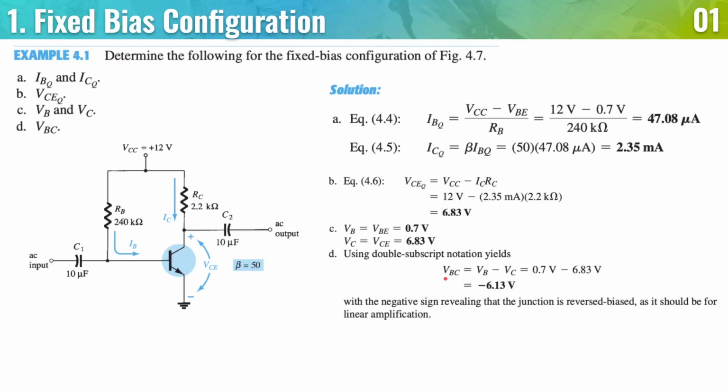Similarly, we also have VBC. VBC starts from B going to the collector. Normally we're used to VCB, right? So VBC is just going in the other direction. If ever you encounter something with double subscript notation that you're not familiar with, just remember the first letter is positive and the second letter is negative. So B minus C. That's really it for the fixed bias configuration. It's just a recap of what we had last time.